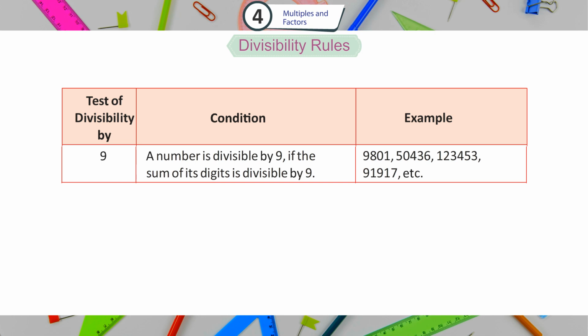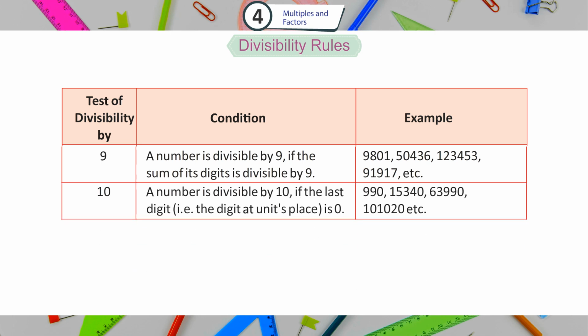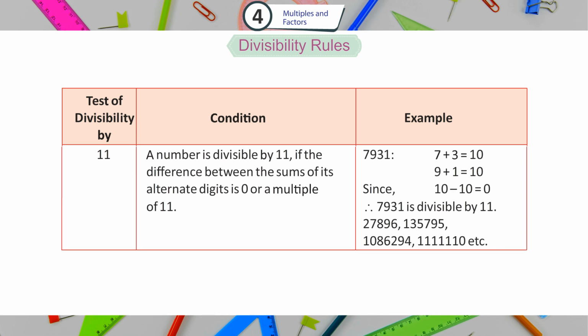9,801, 50,436, 12 lakh, 3,453, 91,917, etc. 10. A number is divisible by 10 if the last digit, that is the digit at the units place, is 0. 990, 15,340, 63,990, 1 lakh, 1,020, etc.